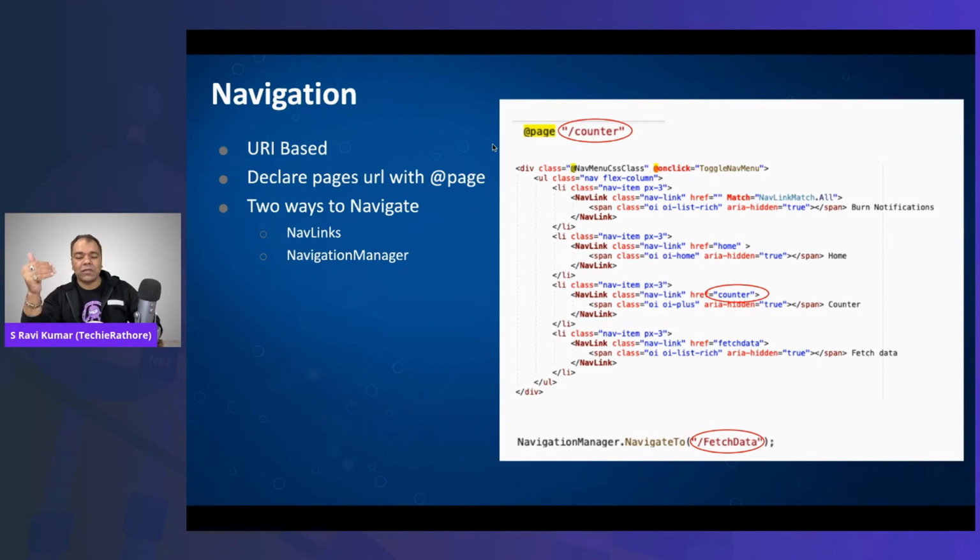When you have to do navigation from the code behind, we will be using NavigationManager. We have to inject the NavigationManager on the page, and then once we inject it, we can use NavigateTo to do the navigation from the code behind. So navigation is done using URIs. It is simple navigation, very much similar to your ASP.NET Core MVC.